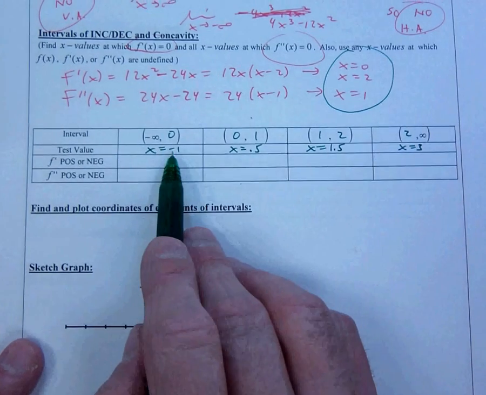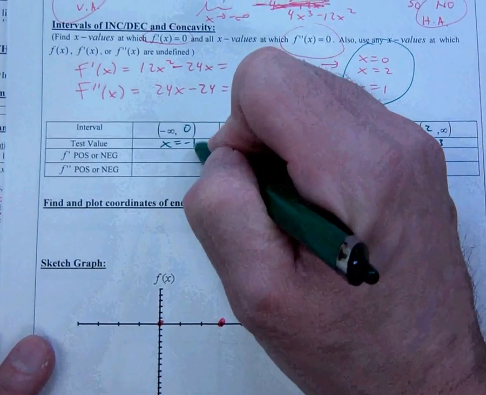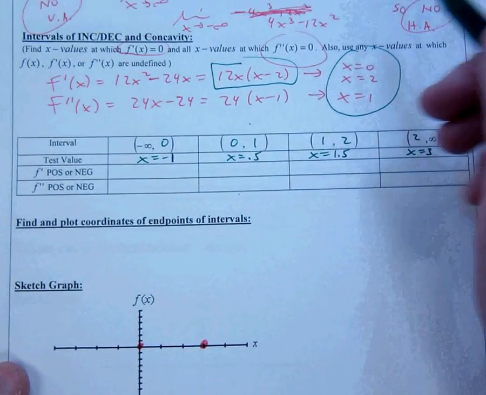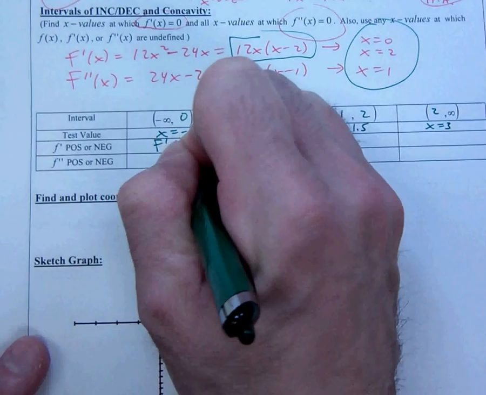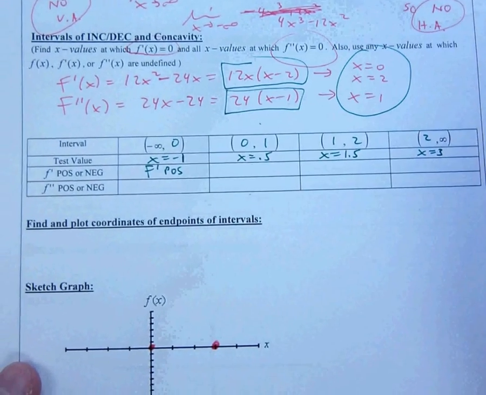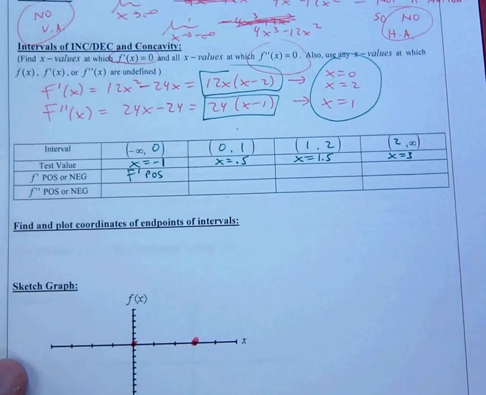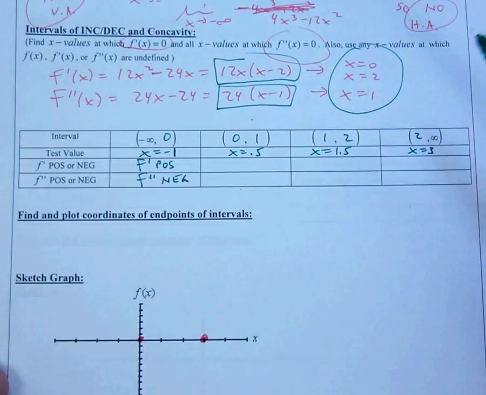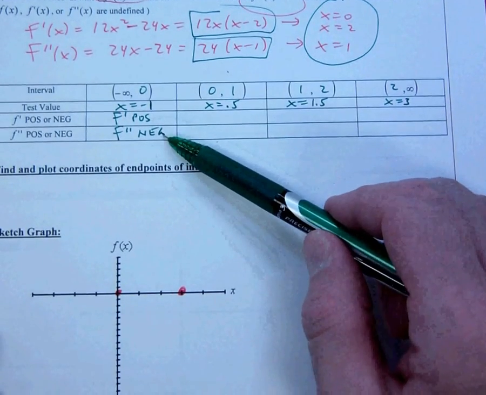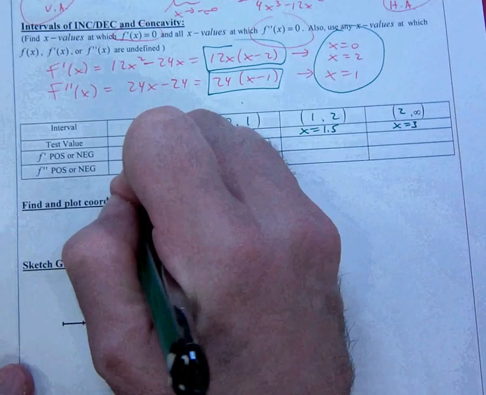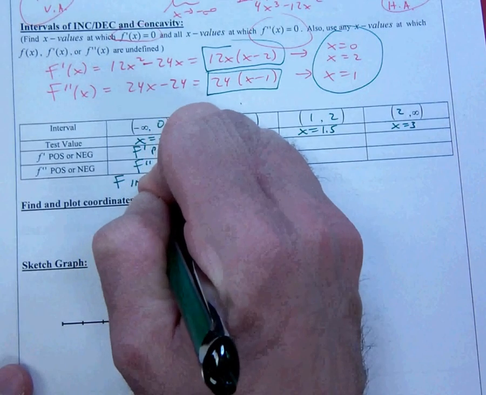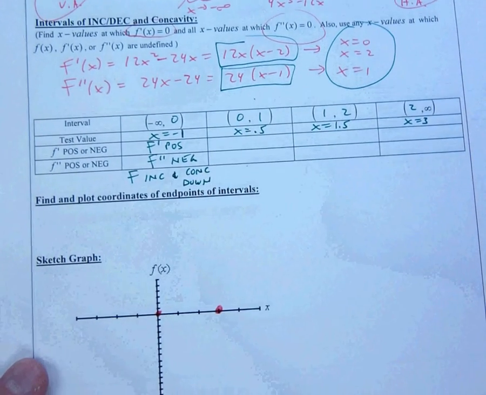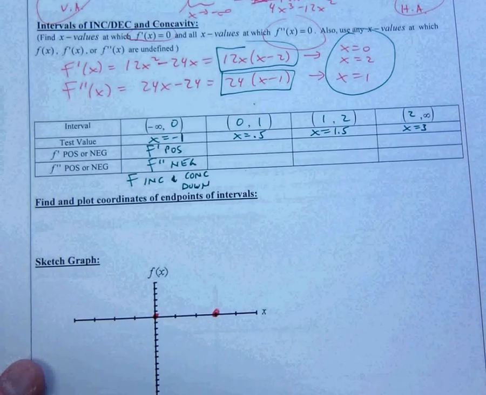Quick. Help me, guys. If I stick negative 1 into F prime right here, quickly, is that positive or negative? Quick, quick, quick. Positive. What if I stick it into F double prime? Positive or negative? Negative. Okay, let me stop for a second there. If F prime is positive and F double prime is negative on the interval, what can you say about F? F is what? Increasing and what? Concave what? Down. You with me? Okay, just keep doing this.